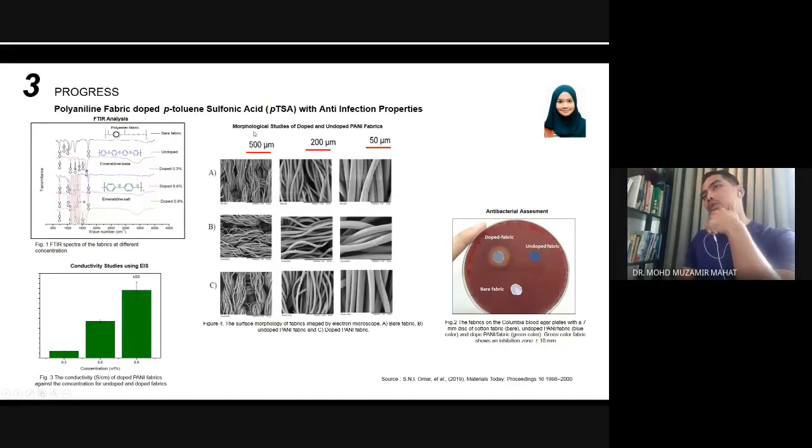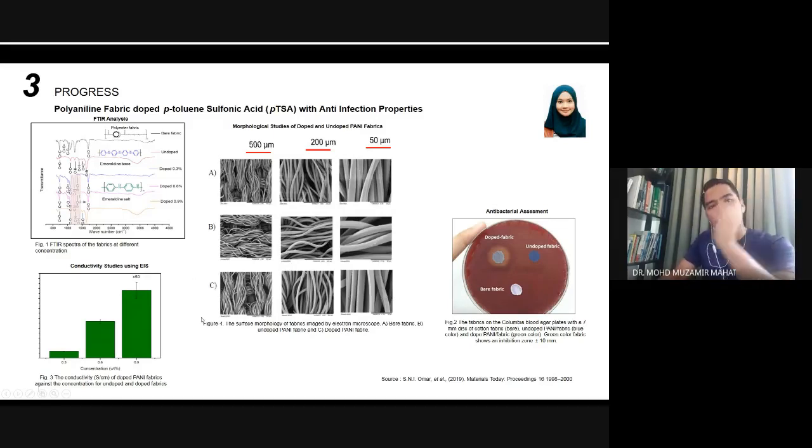Interesting part of it, we see some morphological structure of the doped and undoped fabrics. In my view, I see that there are not many changes in the structure. So it made me think that the polymer itself is actually well embedded into the structure of the fabrics. More or less, they look the same. So these are the differences between the bare, undoped, and doped fabrics.